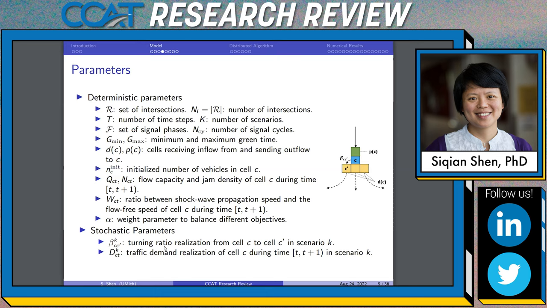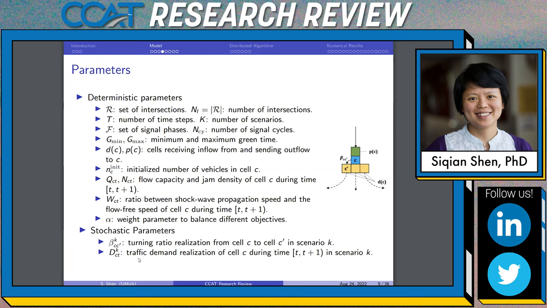The uncertainties are the ones under the stochastic parameters. And just for simplicity, when you see our model, anything that doesn't have a superscript of K, those are deterministic parameters. If they have a K, it means their value in scenario K, right? Because we use samples to represent the uncertainty.